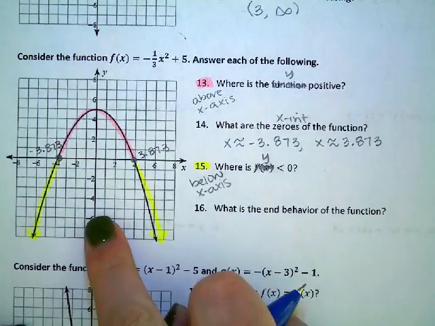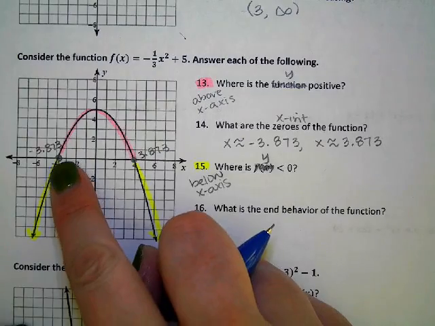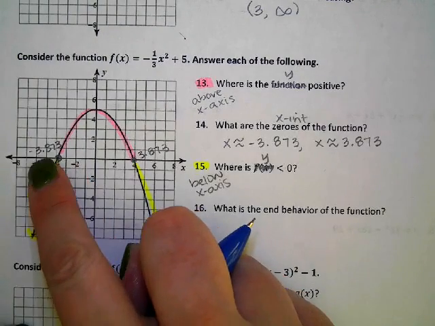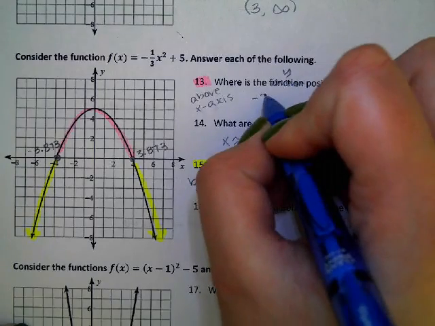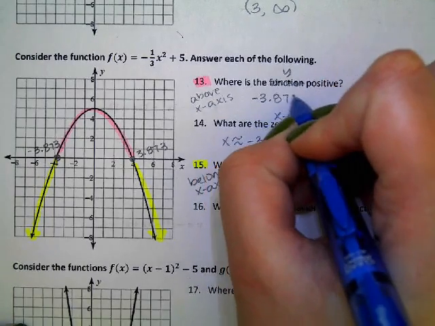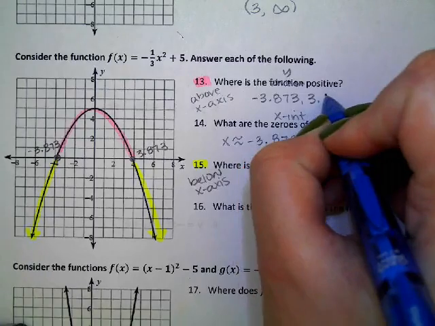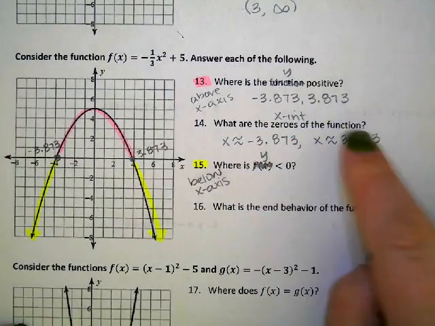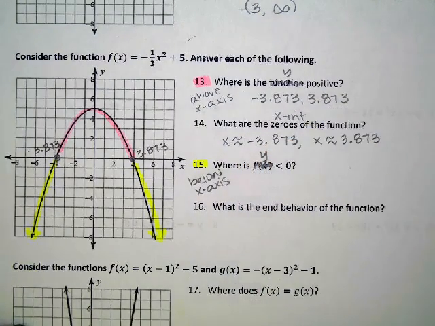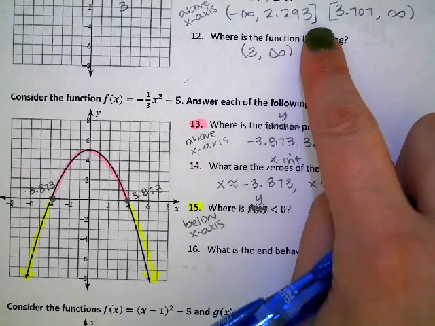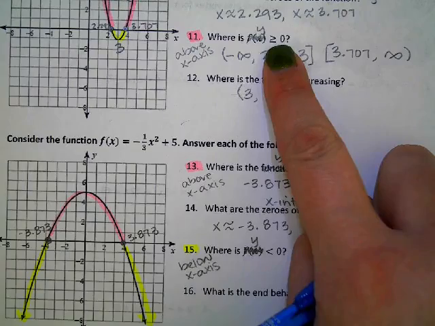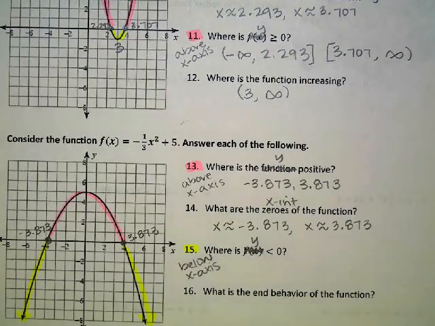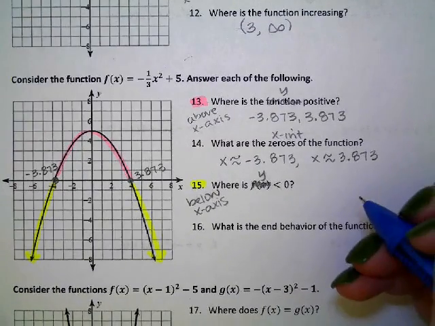All right, so where is the function positive from negative 3.873 to positive 3.873? So brackets or parentheses. Well, the only reason we had brackets up here was because for the positive answer it said greater than or equal to 0. 0 isn't really considered a positive number, it's kind of neutral. And so we're going to do parentheses.